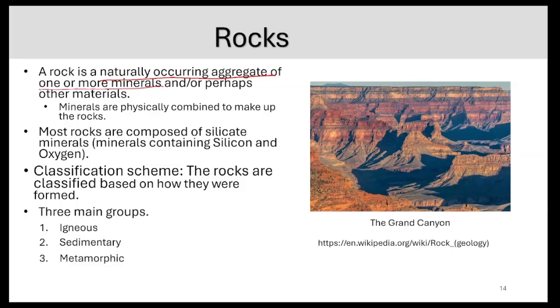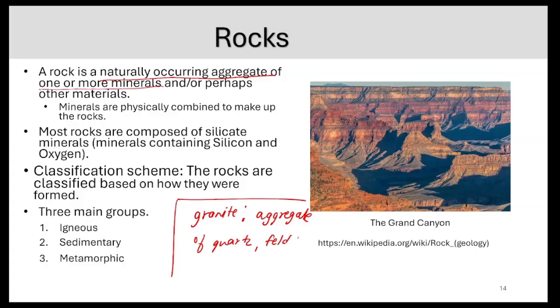For example, the rock granite is an aggregate of quartz, feldspar, and mica. Let's look at an example. Granite is made up of an aggregate of quartz, feldspar, and mica.